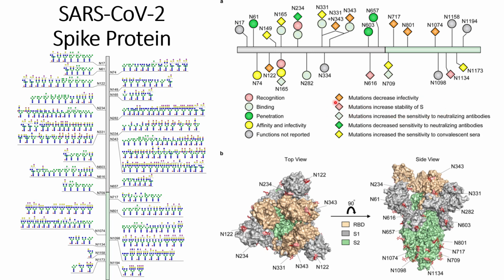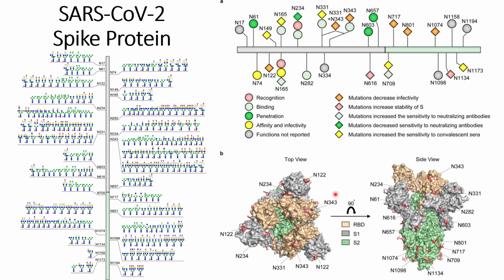And this diamond shape pink color is represented here as N616 and 1134, and this helps in increasing the stability of the SARS-CoV-2 virus whenever a mutation occurs. So these are some of the examples shown here of the glycans found in the SARS-CoV-2 spike protein and their functions.